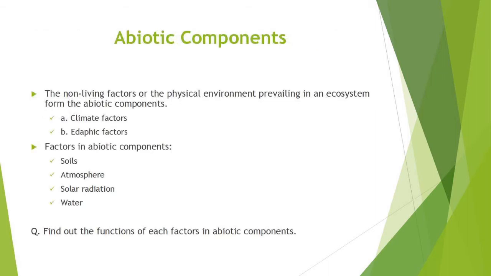Abiotic components. The non-living factors or the physical environment prevailing in an ecosystem form the abiotic components. They have strong influence on the structure, distribution, behavior, and interrelationship of organisms. Abiotic components are mainly of two types, climate factors and edaphic factors. Climate factors include rain, temperature, light, wind, humidity, etc. Edaphic factors include soil, pH, topography, minerals, etc.